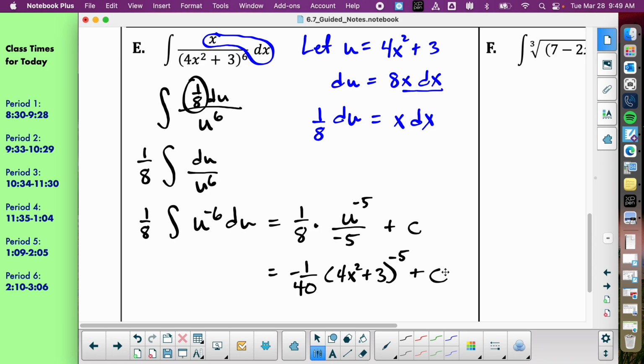Now, the question I got yesterday, which I hadn't even thought about, this actually probably wouldn't be the multiple choice answer you see, because they still do that same thing where they don't like negative powers in final answers for some reason. I mean, to me, it makes no sense, but whatever. Like, I feel like if you're smart enough to be able to do all this, you're smart enough to understand negative powers. But they usually change it to a positive power. So the final answer on a multiple choice would probably be negative 1 over 40 (4x squared plus 3) to the positive 5th plus C at the end.